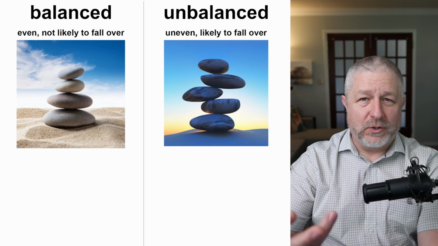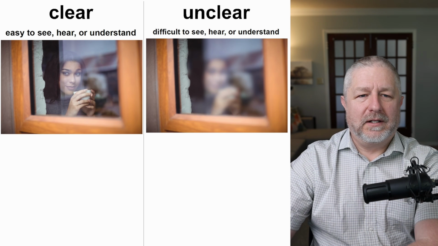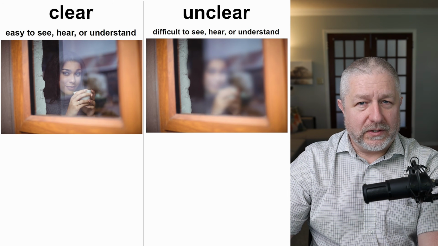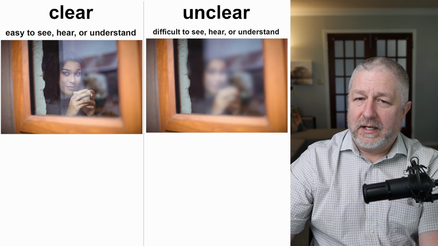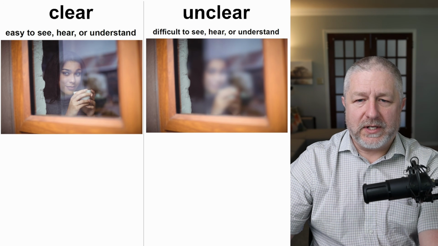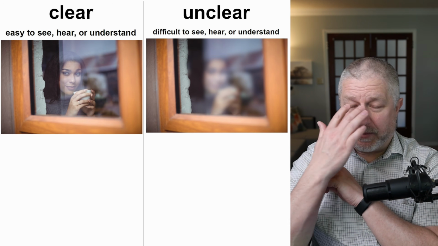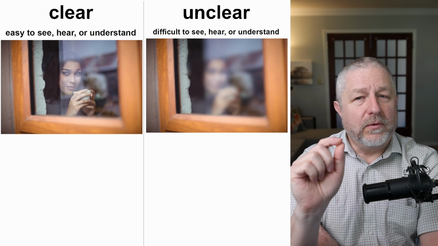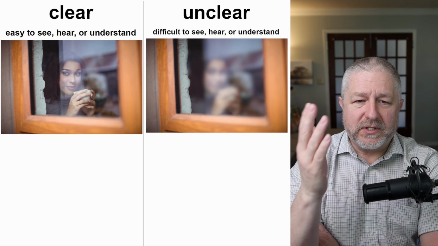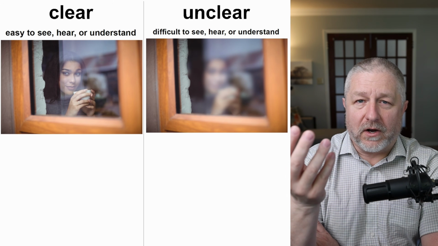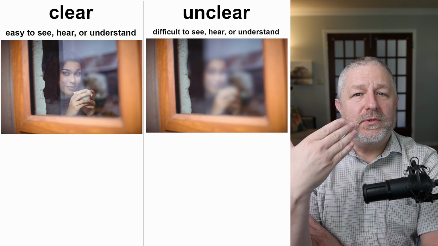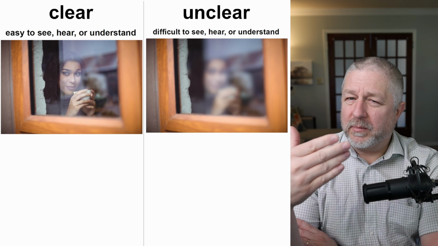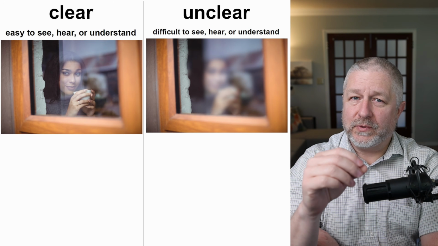So a lot of different uses for this word. Clear and unclear. When something is clear, it's easy to see, hear, or understand. When it's unclear, it's difficult to see, hear, or understand. In the pictures, we're talking about sight. So it's very clear. You can see through the window. You can see that the person sitting there is drinking tea. She has a ring on her finger. You're able to see her. It is clear. In the second picture, it's a little bit blurry. It's unclear. It's difficult to see her.